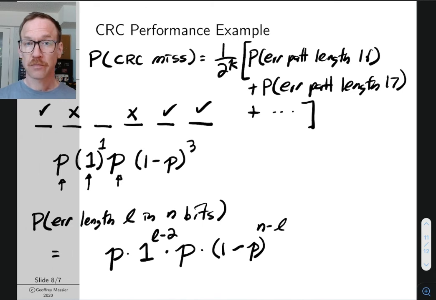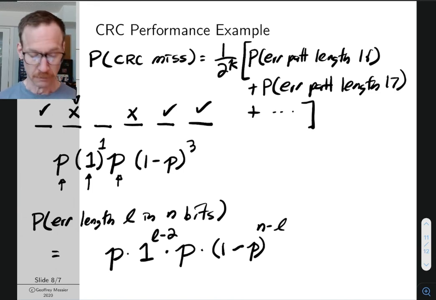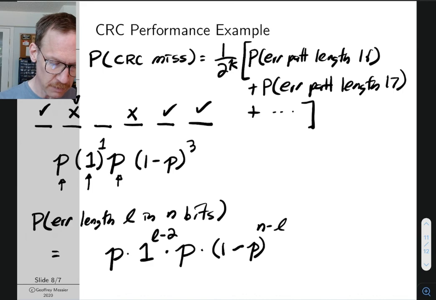Now, the only other thing that's missing is we have to recognize that an error pattern of a certain length can occur really anywhere in our frame, not just in one position. So the specific expression I wrote up here was for an error pattern that just happened to start on the second bit.